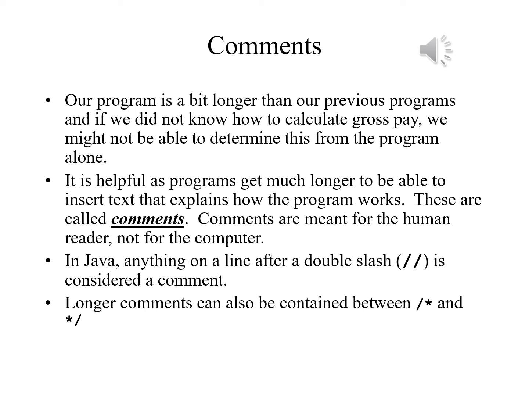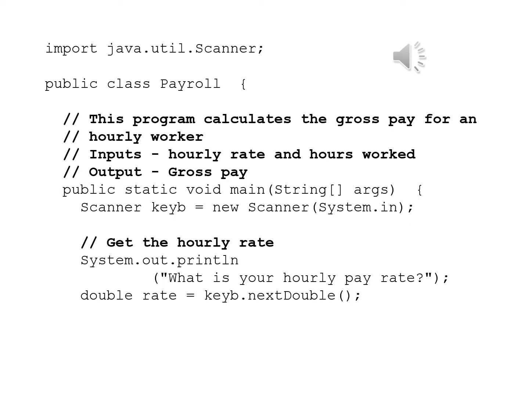We saw these in Python. Here in Java, anything on a line after two slashes directly one after the other is taken as a comment. If I need to write comments that are much longer, I can begin them with a slash and an asterisk, and I can end them with an asterisk and a slash.